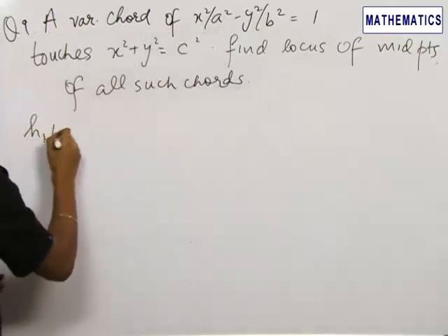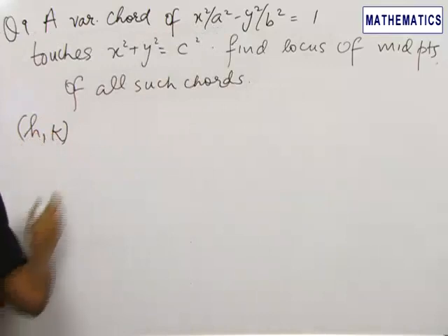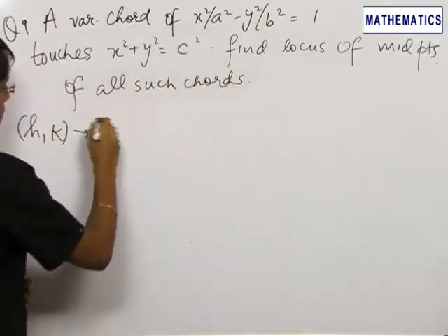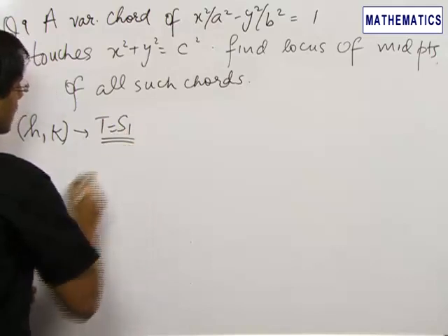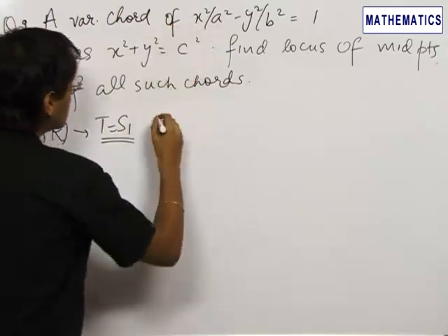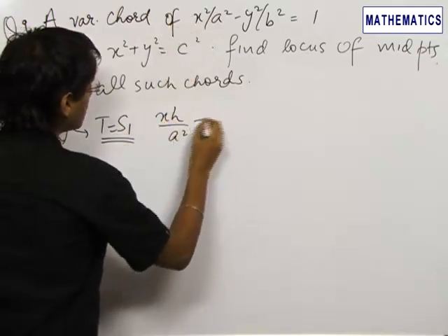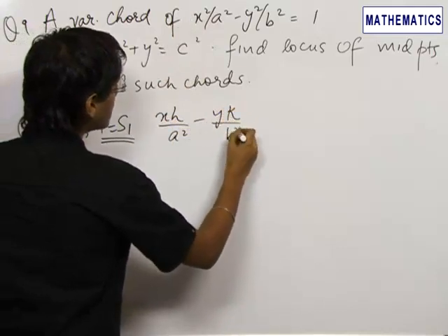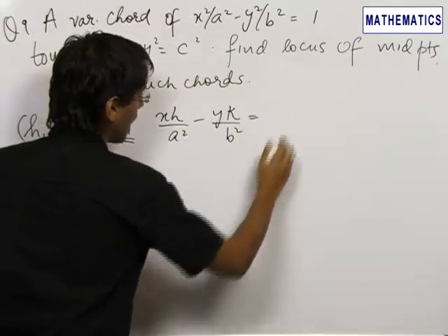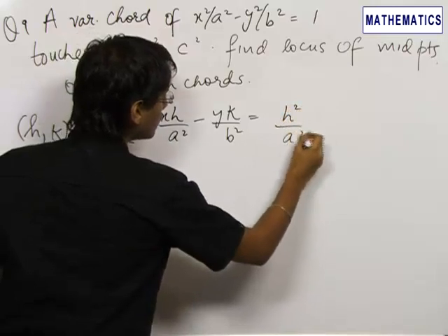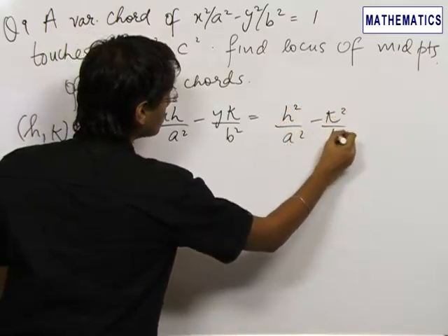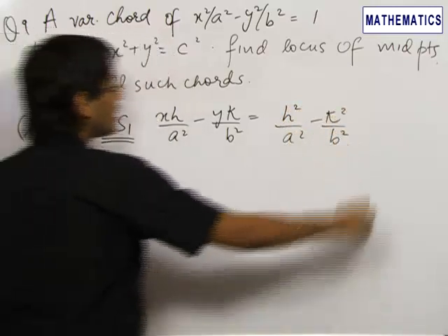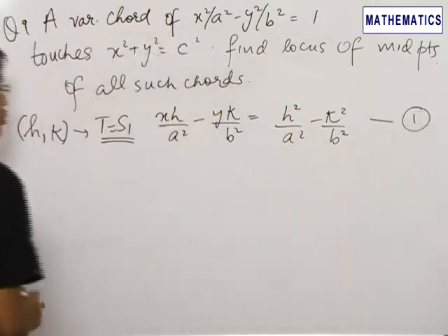Now, if h comma k is the middle point, then the equation of a line whose middle point is given is T equals S1, as we did earlier. So it is xh upon a square minus yk upon b square is equal to h square by a square minus k square by b square. This is the equation of the chord whose middle point is h comma k.